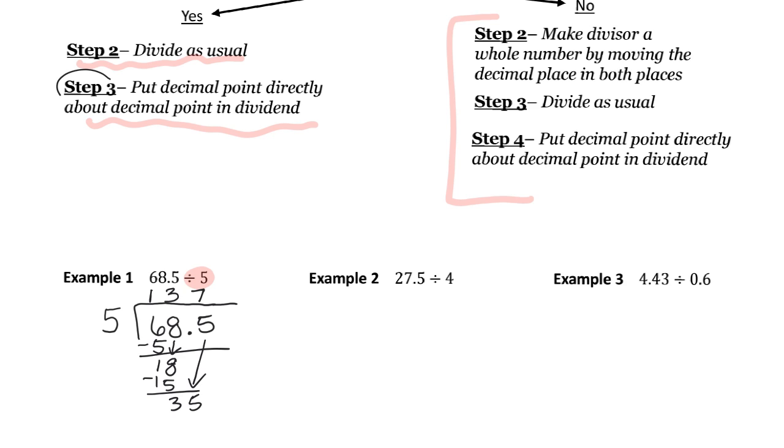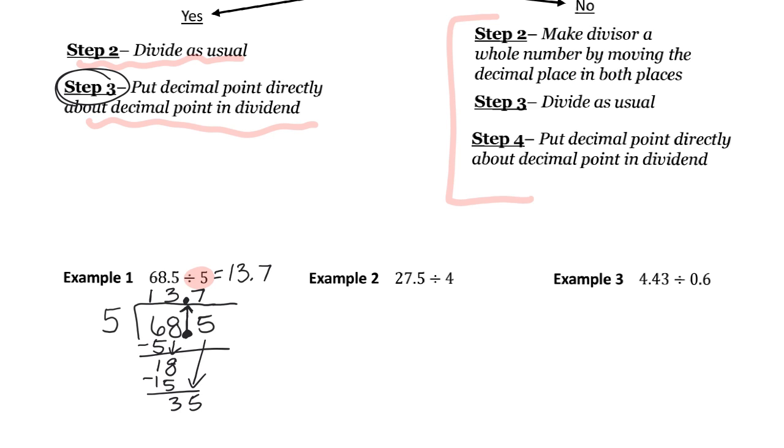So that's what step 3 is saying, okay? Put the decimal place directly above where it is in the dividend. So if it's here in the dividend, I bring it up, and it's going to go right there. So my answer is actually 13.7. Okay, so I divide as usual. Then wherever your decimal place is in your problem, bring it directly up, and that's where it goes in the answer.